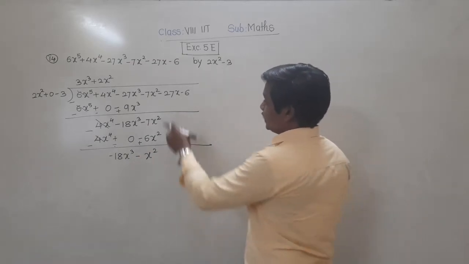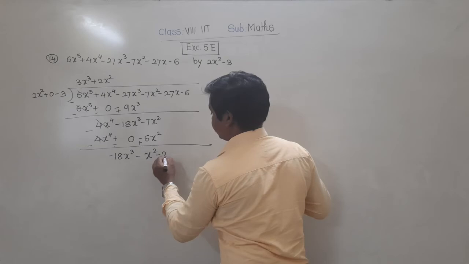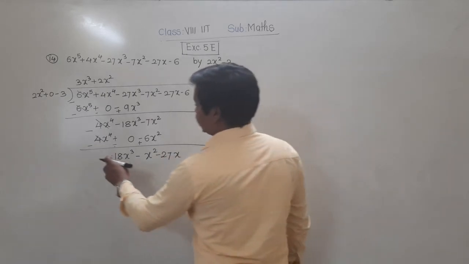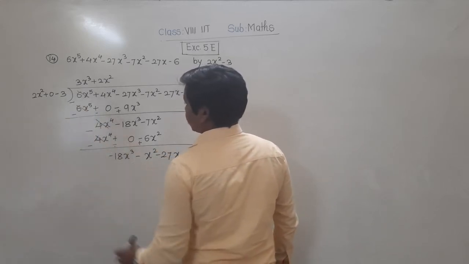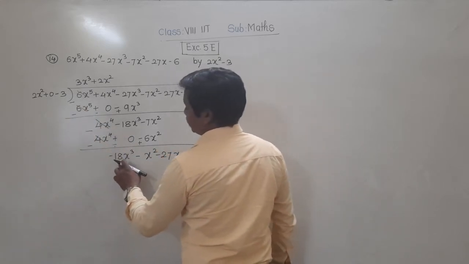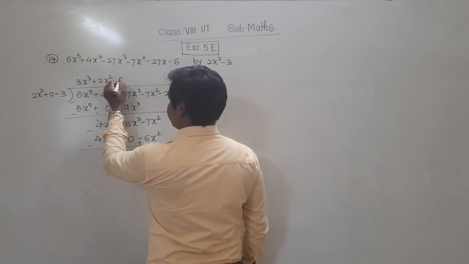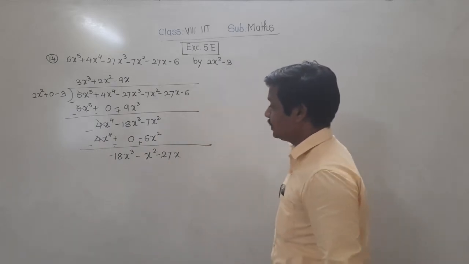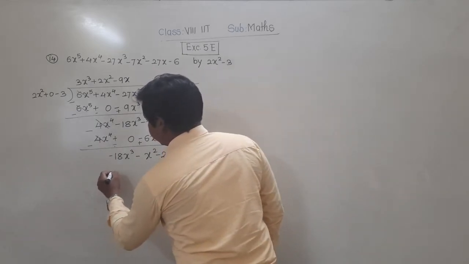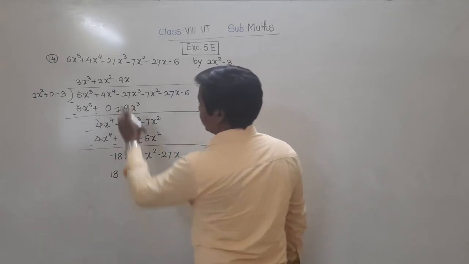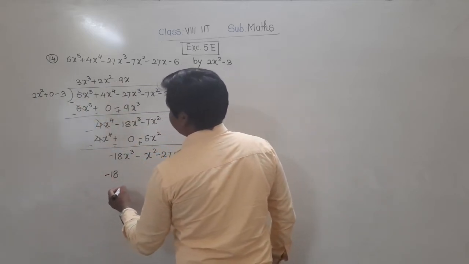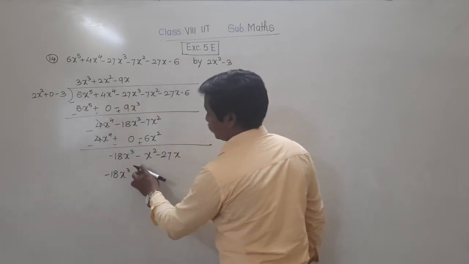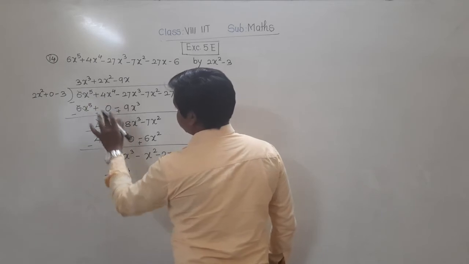Understood? Let's bring the next term down, minus 27x. Okay? Now, minus 18x cube divided by 2x square. So it will be minus 18 divided by 2, minus 9. X cube by x square is x raised to 1. Minus 9 2s are minus 18. X into x cube, x square; x into x square, x cube. Okay? Now 0.